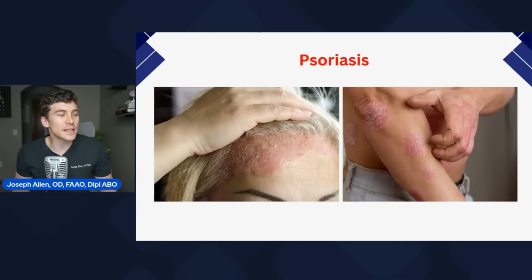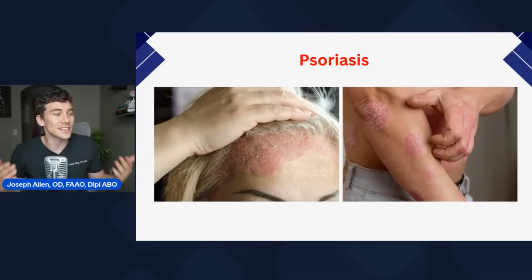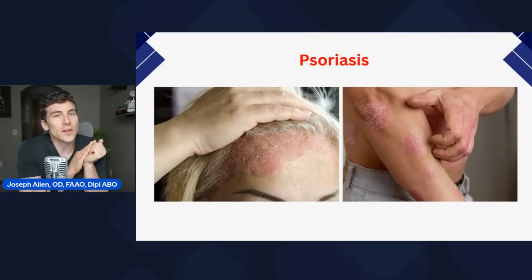Outside of rheumatoid arthritis, another big one is, we're going to move from arthritis, the joints, into the skin. Psoriasis. This is one that also is quite common. When I say quite common, it's like 2 to 3% of the population, but I do see it frequently, and I think it maybe does go underdiagnosed.